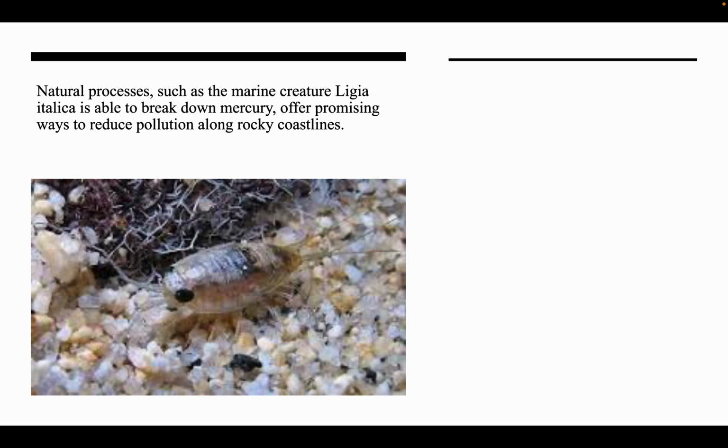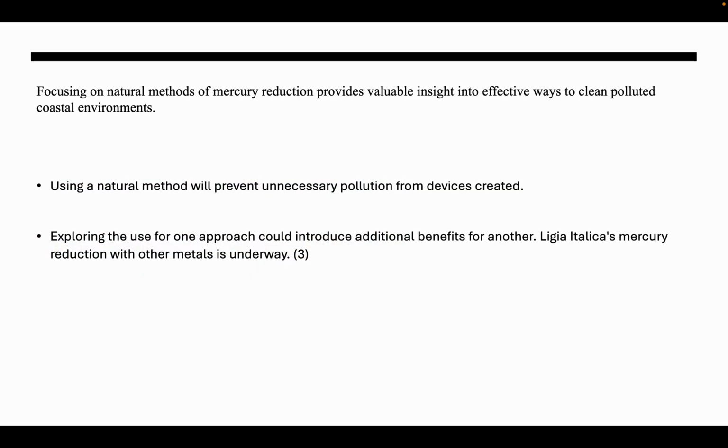First, we will be looking at the Lilia teca, which is a creature found in rocky coastlines that scientists have found and used and has been pretty successful so far. So we're just trying to focus on natural methods to reduce mercury, which provides valuable insight into effective ways to clean polluted coastal environments.